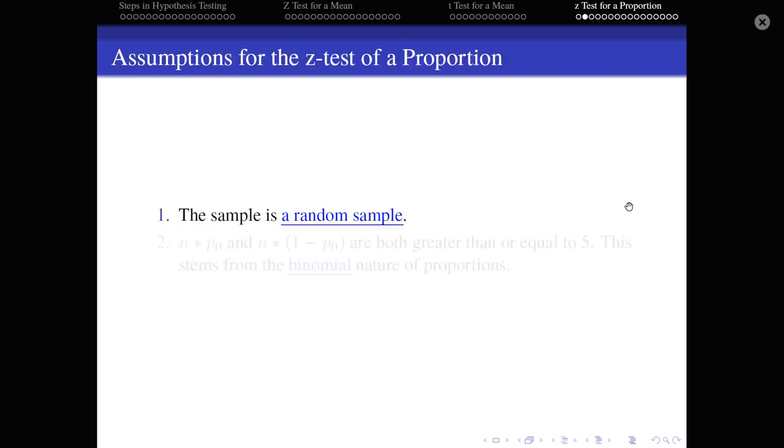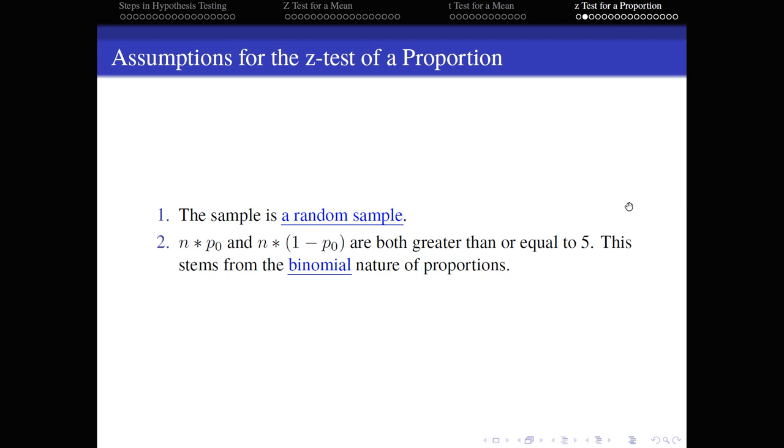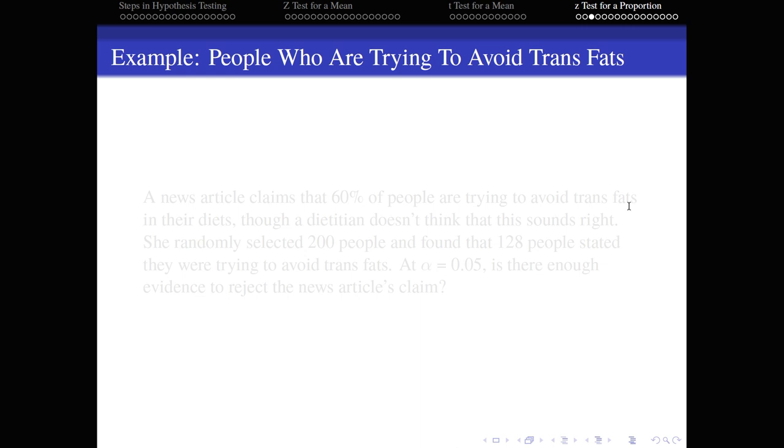Now for the assumptions, we're going to be assuming again that the sample's a random sample, and in the same way as the confidence interval before, we're going to be assuming that n times p sub 0 and n times 1 minus p sub 0 are both greater than or equal to 5, and we discussed this briefly in the confidence interval section.